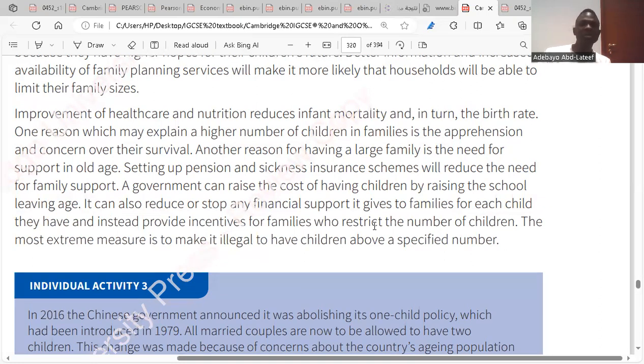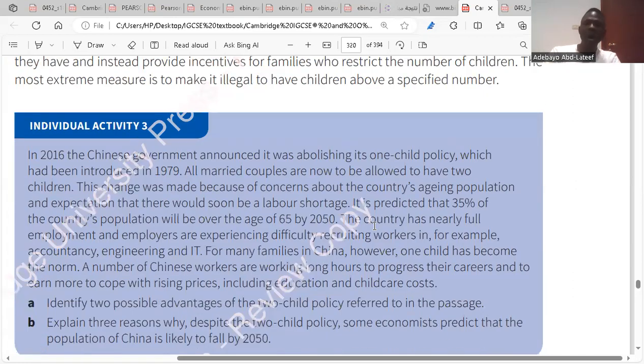So it can also reduce or stop any financial support it gives to families for each child they have, and instead provide incentive for families who restrict the number of children. The most extreme measure is to make it illegal to have children above a specified number, which China was doing. Yes. So all these measures might be difficult to accomplish, but the best measure is for government to make it illegal to give birth to more than a certain number of children in the country. Is it clear? Yes.